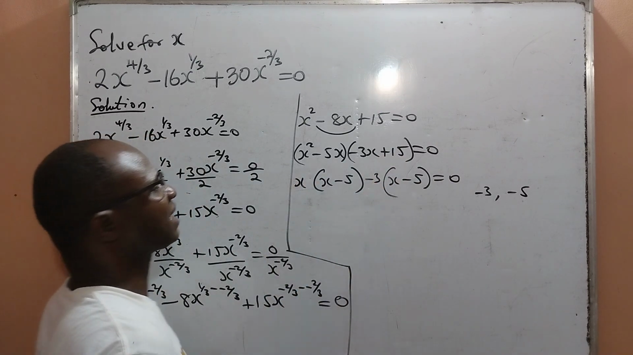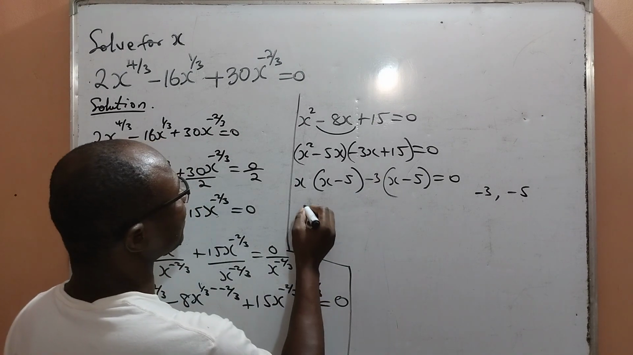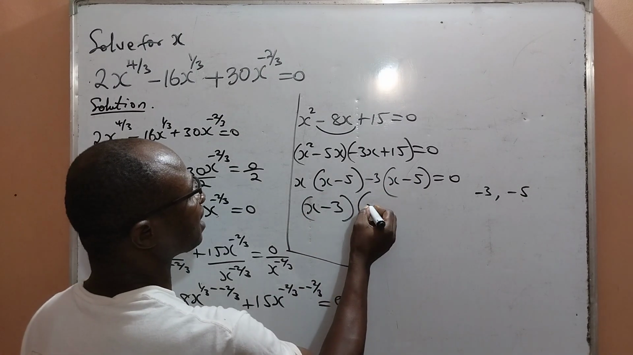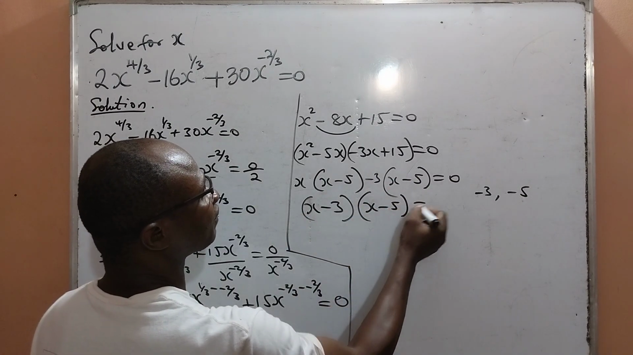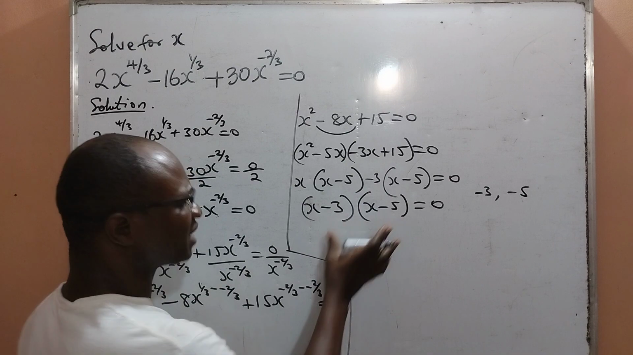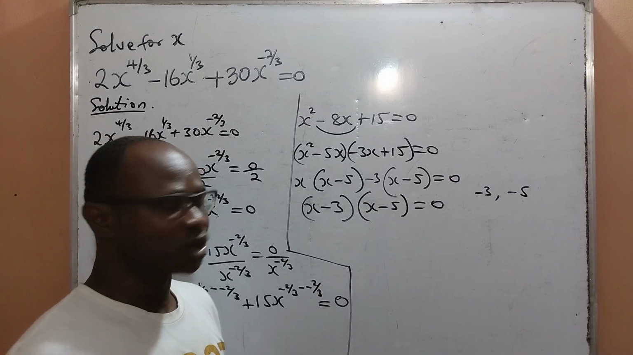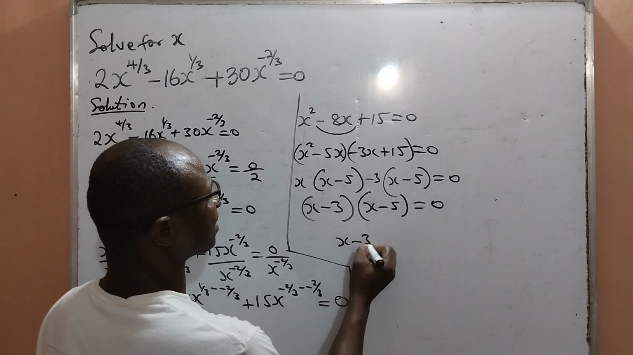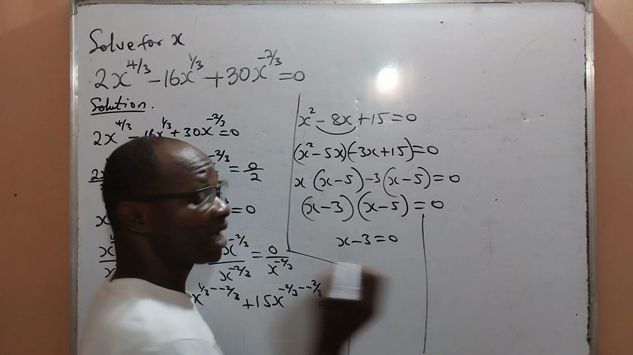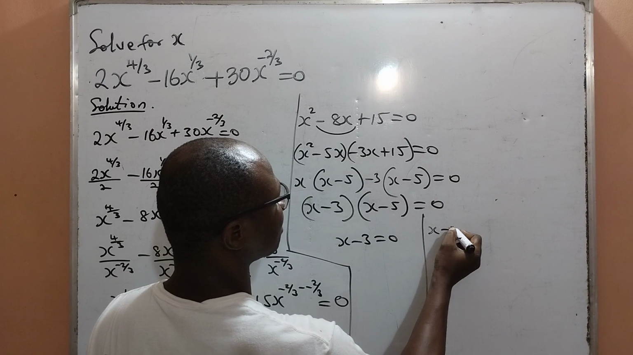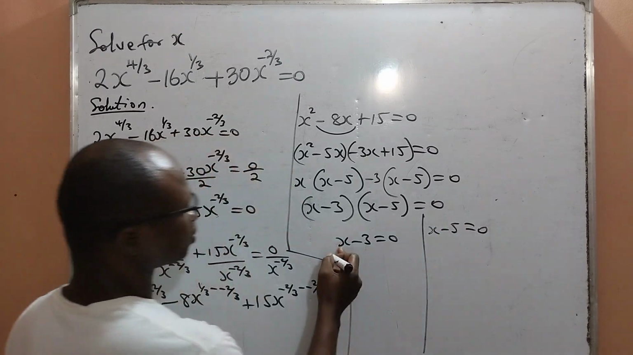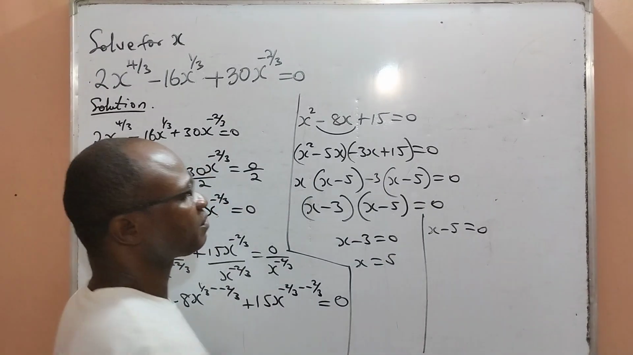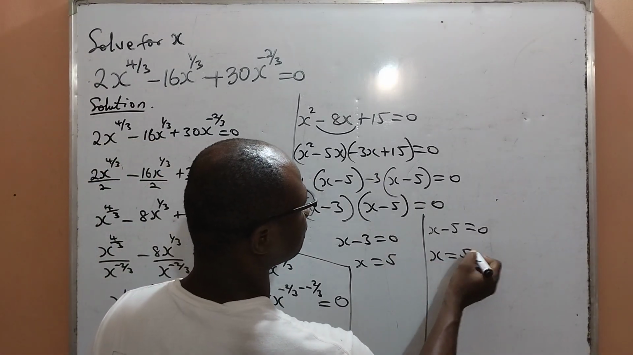So at this point, the two brackets are the same. I use the values outside the bracket to form another bracket, which is x minus 3. And then taking one of the brackets here, x minus 5. Everything is equal to 0. At this point, the first bracket is equal to 0, and also the second bracket is equal to 0, meaning that x minus 3 is equal to 0, and also x minus 5 is equal to 0. So from the first bracket, I will have it that x is equal to 3. And from the second bracket, I will also have it that x is equal to 5.